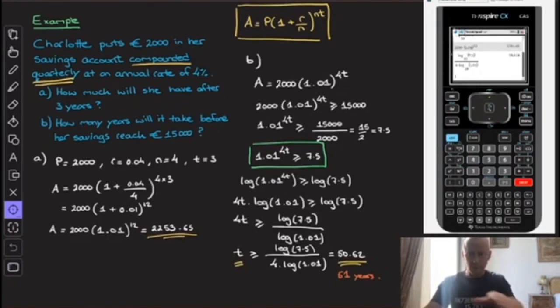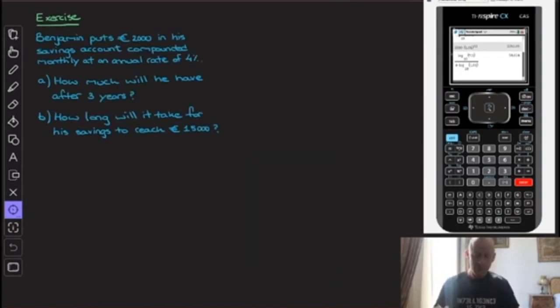Okay, so I've taken over 10 minutes of your break right now. Next period, I want you to work through the following problem. I'll just read it out loud before I let you go. We're told that Benjamin puts 2,000 euros in his savings account, compounded monthly at an annual rate of 4%. How much will he have after 3 years? How long will it take for his savings to reach 15,000 euros?